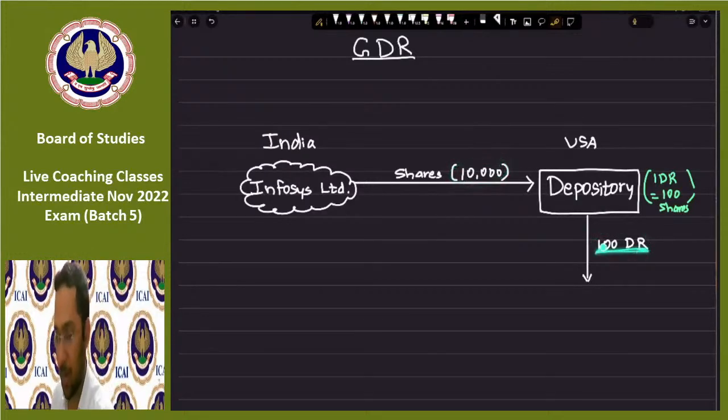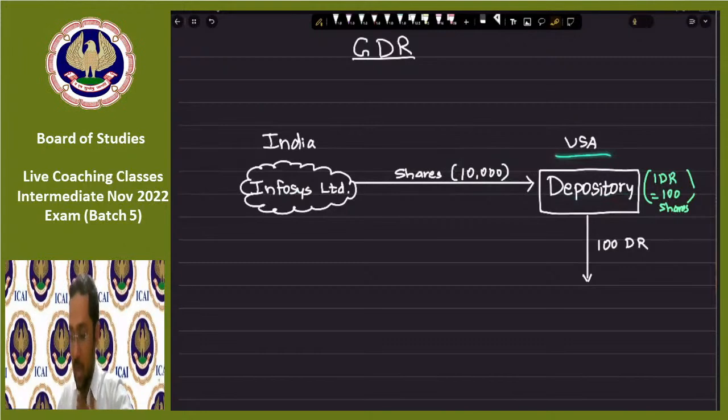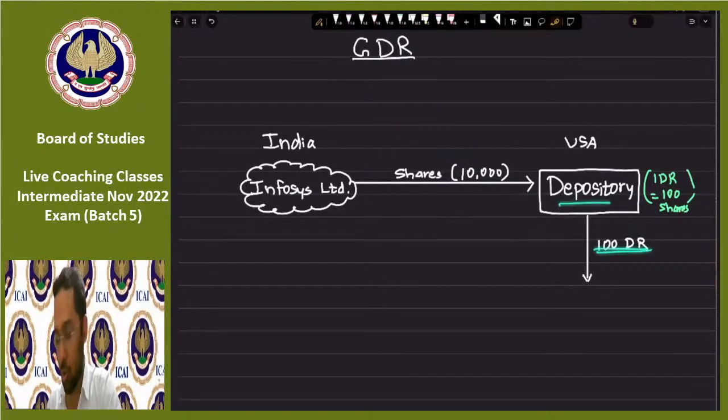Now, this acknowledgement, does it have a legal backing in US? Yes, because it's issued by an organization in US. It's not something which is issued by an Indian company. That is in lieu of the Indian company, but it is issued by an organization in US, and therefore the 100 depository receipts are going to be something recognized in US.